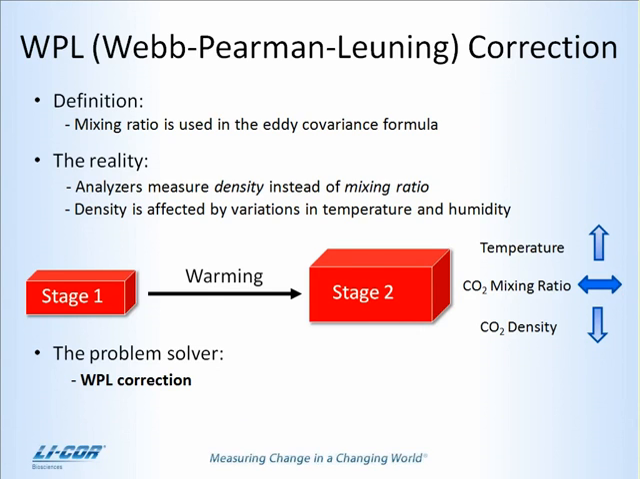By definition, mixing ratio is used in the eddy flux formula, but most gas analyzers measure density instead of a mixing ratio. Density is affected by the variation of temperature and humidity. For example, when temperature increases from stage 1 to stage 2, the mixing ratio of CO2 doesn't change, but the CO2 density decreases. WPL correction is applied to account for the difference between mixing ratio and density.